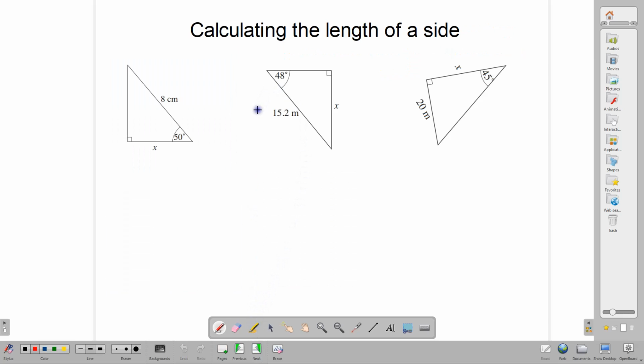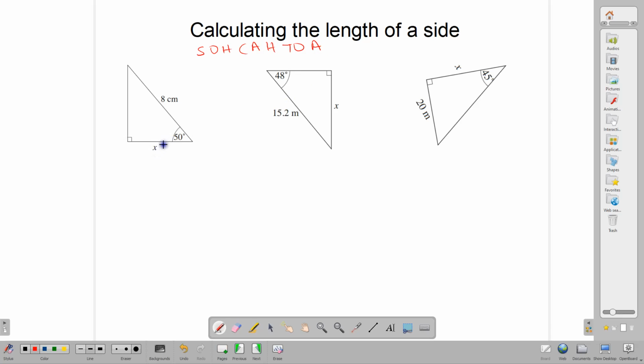The first thing we're going to do is to calculate the length of a side. I'm going to write back that SOHCAHTOA idea. So we have sine is opposite over hypotenuse, cosine is adjacent over hypotenuse, and tangent is opposite over adjacent. Now here we want to find the length of x.